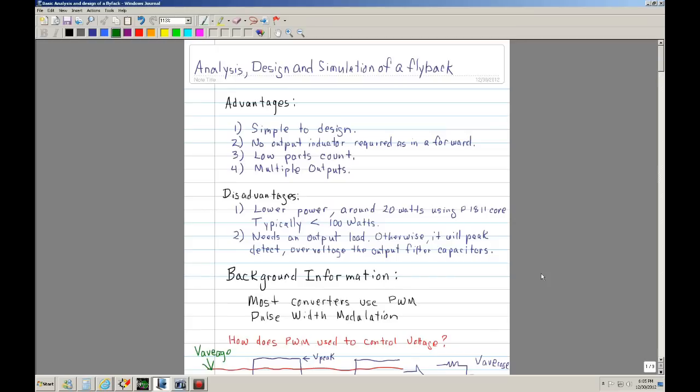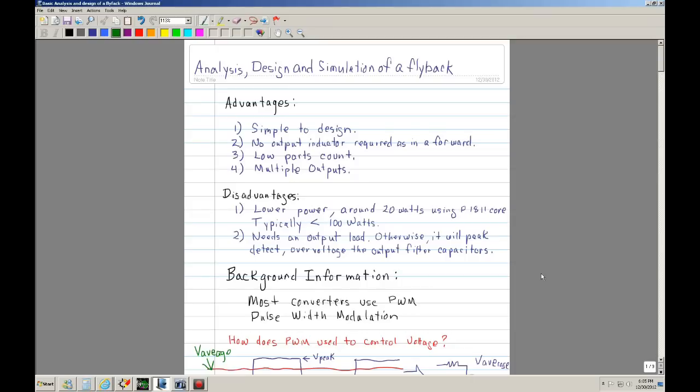Now, why use a flyback? What would be the applications? Well, the applications would be anything from small, low power electronics all the way to powering a television set. As a matter of fact, most television sets in the old days, the ones with the CRT, had a flyback that would generate voltages up to 25,000 volts.